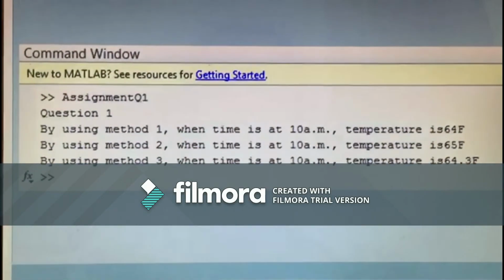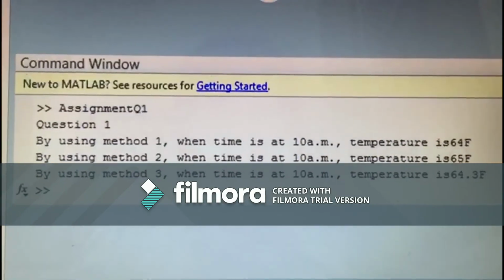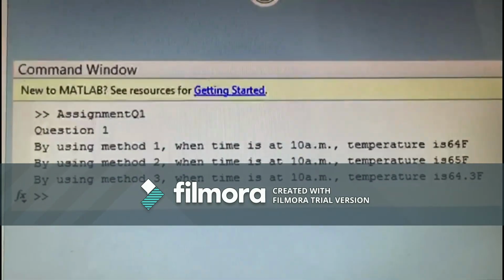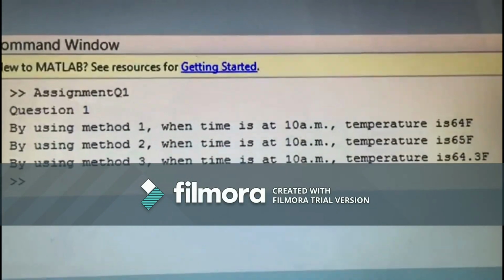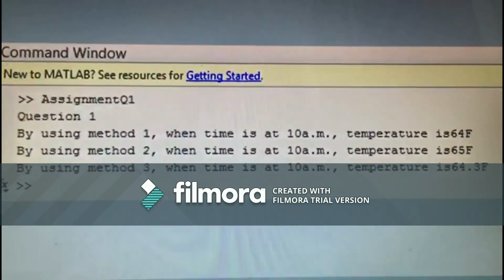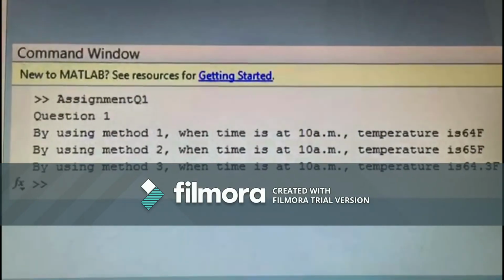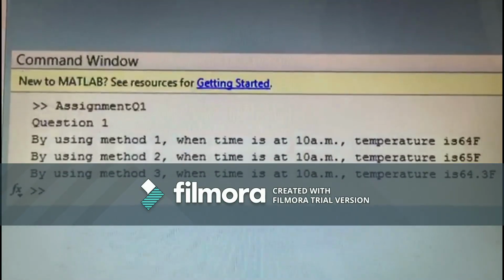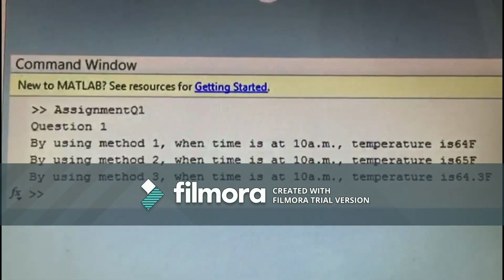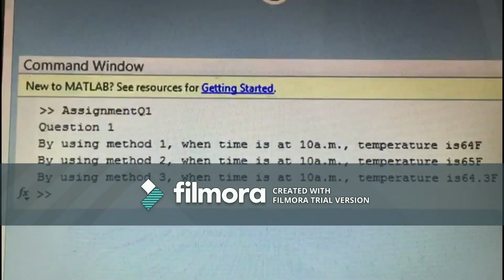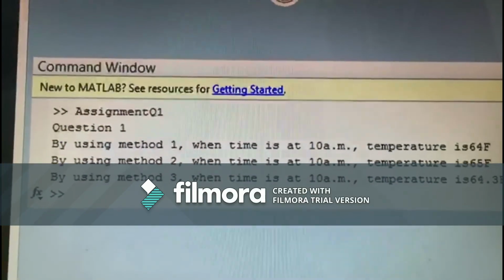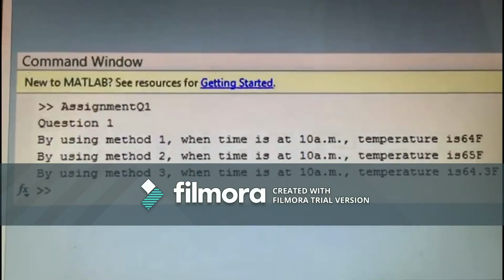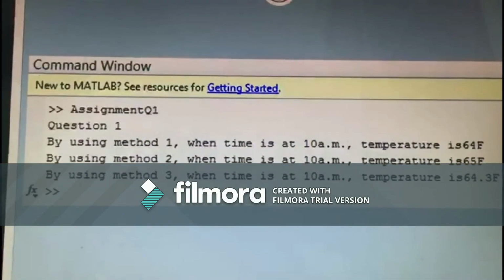After clicking run, we can get the answer from the command window. So by using method 1, when the time is at 10 am, the temperature is 64 Fahrenheit. Followed by method 2, the temperature is 65 Fahrenheit. Then method 3, the temperature is 64.3 Fahrenheit. So from the answer, we believe that the answer of method 3 is more accurate than the other 2 methods, because it is Newton's interpolating polynomials and it takes more reference points than the other methods. So that's all for our presentation.